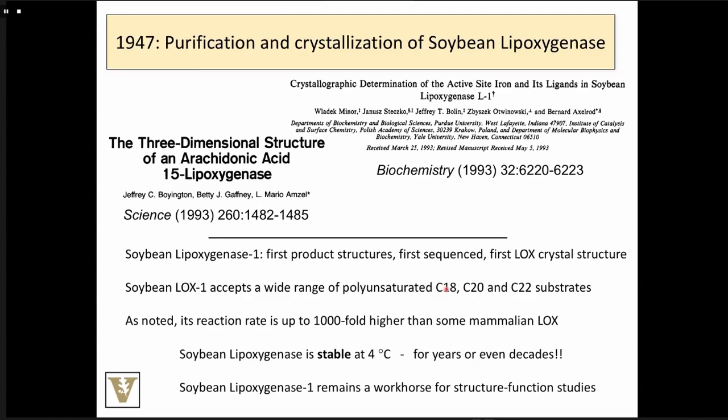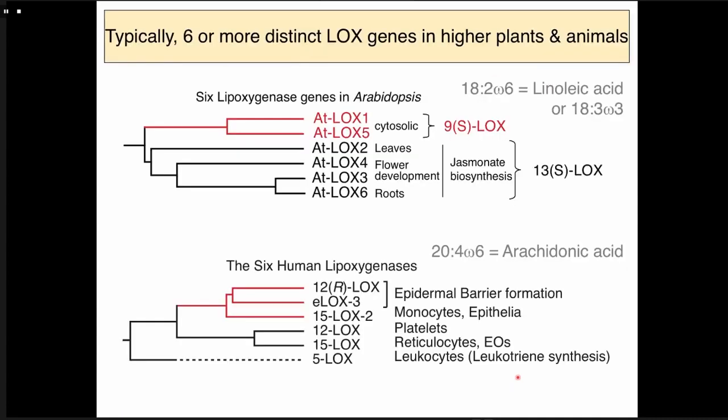Very handily, soybean lipoxygenase accepts a wide range of polyunsaturated fatty acid substrates, not just the C18 ones that we get in plants, in the beans, but C20 and C22 substrates, arachidonate and docosahexaenoic acid, are very good substrates too, which is very useful. Of course, it goes 1,000-fold faster than some of the mammalian enzymes, but one of the nice things about it, it is so stable. It will keep in a 4-degree fridge for years or even decades, so that's very useful. So it remains a workhorse for structure-function studies of lipoxygenases, even though to some extent it's got atypical features.